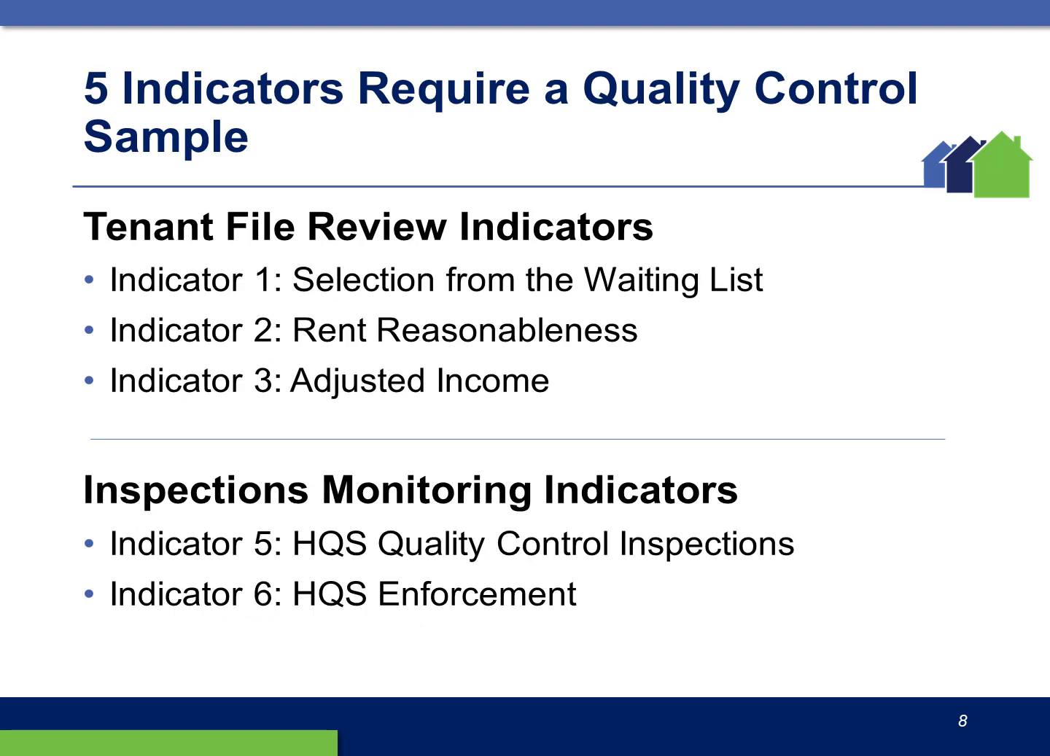There are 5 CMAP indicators for which a PHA will need to select a quality control sample. There are 3 indicators which require a QC sample from tenant files. These indicators are Indicator 1, selection from the waiting list, Indicator 2, rent reasonableness, Indicator 3, adjusted income. And there are 2 indicators which require a QC sample related to HQS inspections. These indicators are Indicator 5, HQS quality control inspections, and Indicator 6, HQS enforcement.